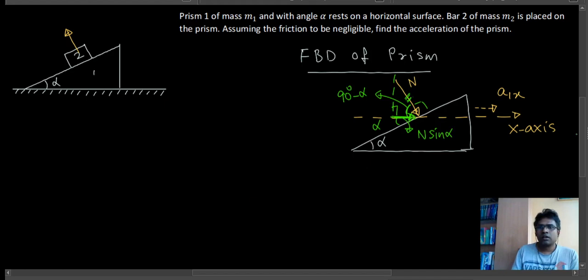Now here we can start applying Newton's second law of motion. Newton's second law says that the net force acting on a particle is equal to the mass of the particle times its acceleration. Here the prism is taken as a particle. So what is the force acting along the horizontal line? This is N sine alpha. That is equal to the mass of the prism, which is m1, multiplied by the acceleration, which is a1x.